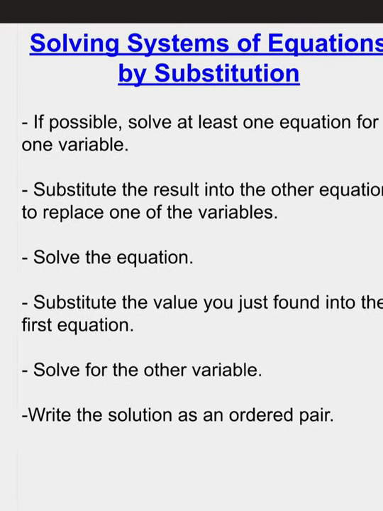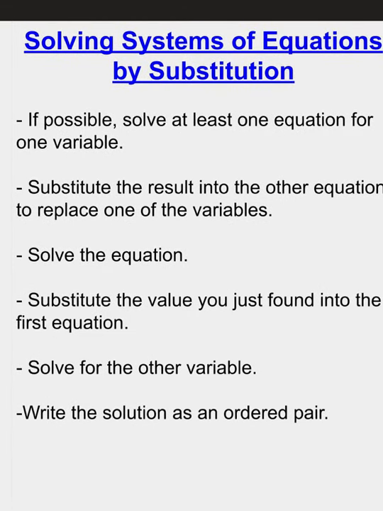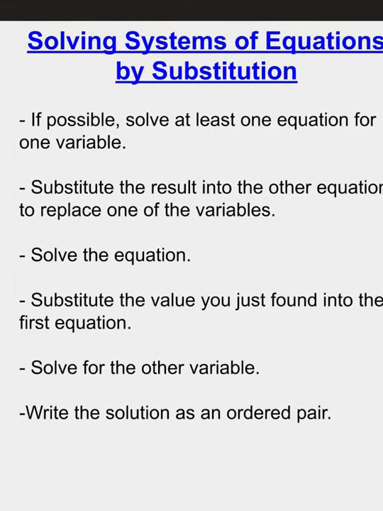Now, when you're solving systems of equations by substitution, if possible, you're going to solve at least one equation for one variable. So usually you want it to be in the y equals mx plus b form. If it's not in that form, you first need to solve so it is in slope-intercept form. Then you're going to substitute the result into the other equation to replace one of the variables. Okay, so we're first going to have to solve and then we're going to substitute.